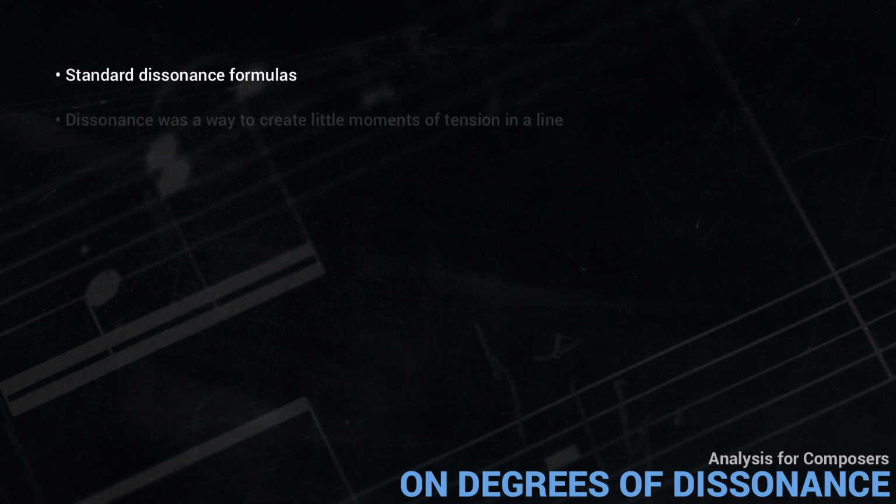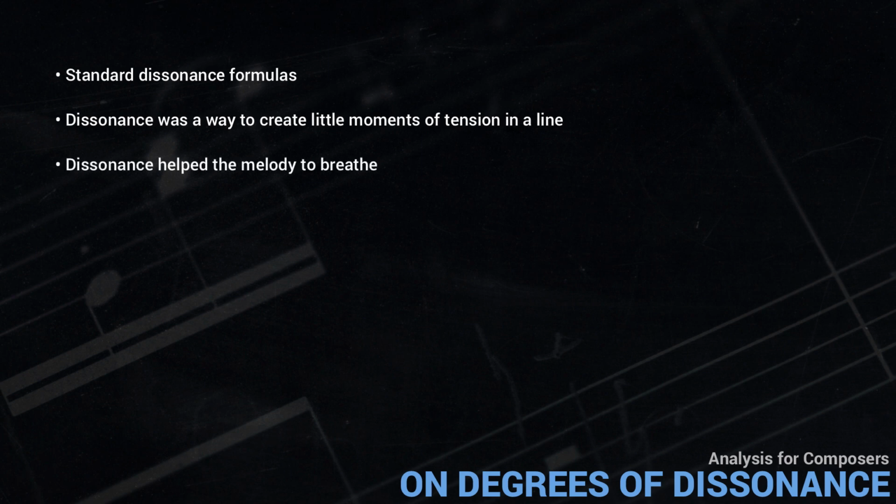Classical harmony includes various standard dissonance formulas, familiar to anybody who's ever taken an elementary harmony course. Sometimes the history of 20th century music is presented as the emancipation of the dissonance, but that's a problematic idea. Originally, dissonance was a way of creating little moments of tension in a line, making it more interesting. In effect, dissonance helped the melody to breathe.